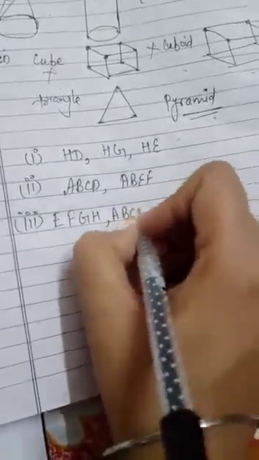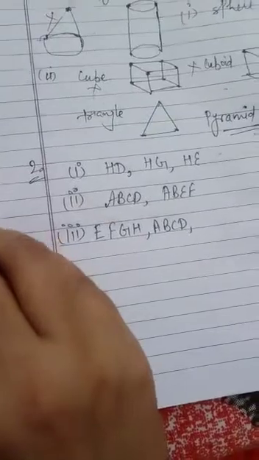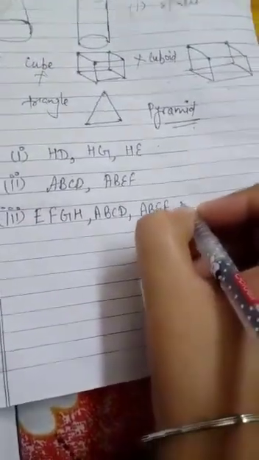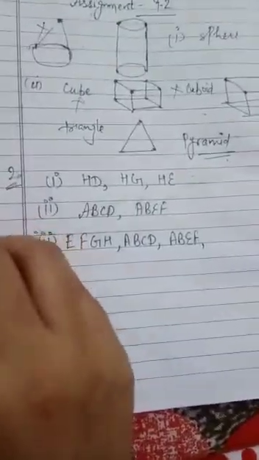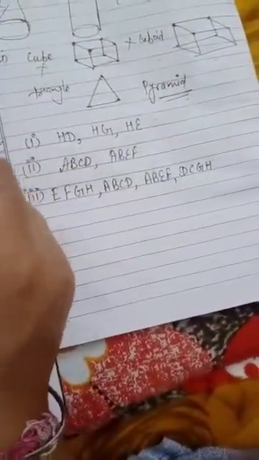Similar way, A, B, E and F. This is also on same side on straight line. And the last one is D, C, G and H. D, C, G and H. So these are the faces which are adjacent to this face B, F, G and C. This is face B, F, G and C. This one face.